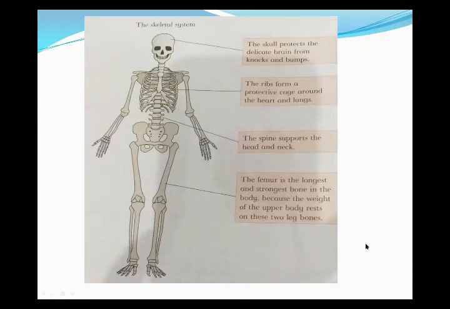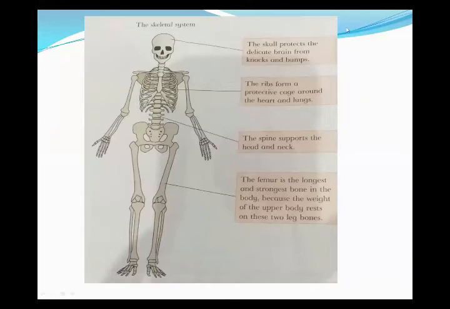Now the next one, the ribs form a protective cage around the heart and lungs. Ribs are just like a cage, where you keep your birds, the house of our birds. Same here, the ribs form a protective cage around the heart and lungs, because the heart and lungs are very important and soft organs present inside our chest.